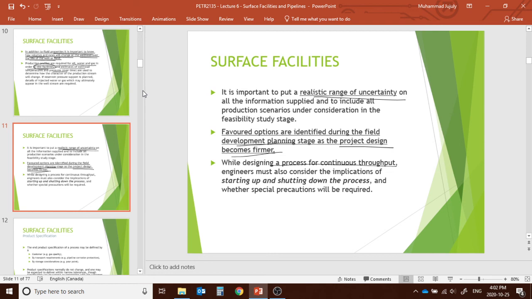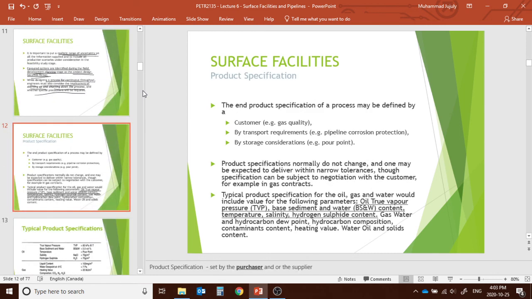While designing a process for continuous throughput, there are two different types of process units. One is the batch process, another is the continuous process. In most cases for the oil and gas industry, we design the continuous process. So in that case, the engineers must consider the implication of startup and shutdown of the process, where special precautions will be required. This is very important, because in any engineering facility, the startup and shutting down of a process facility is the most difficult job to do. So that's why we have to think about these implications too.